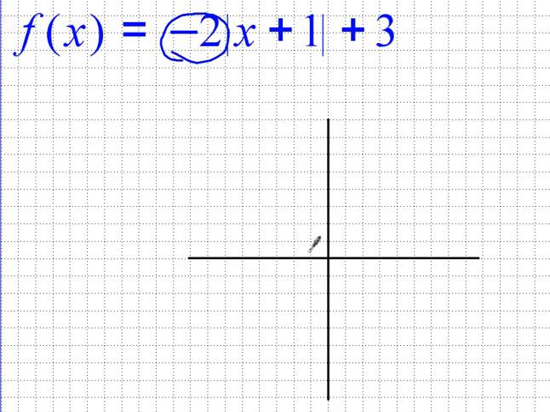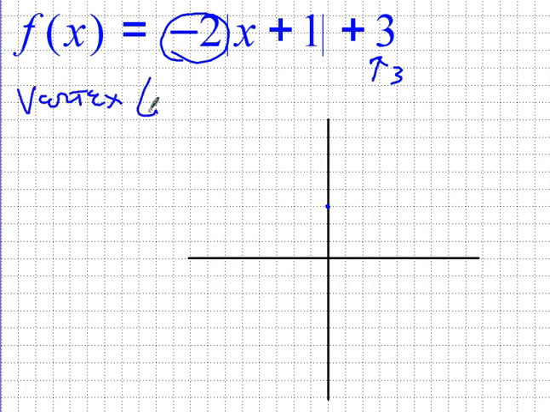So I know I'm going to take my vertex. The parent function always starts at 0, 0, but I know now my vertex is being shifted up 3 because of this +3. So this is up 3. So 1, 2, 3. So it's going to be somewhere on y equals 3. Now I have to look at my horizontal shift. So because this is +1, we're going to do the opposite.